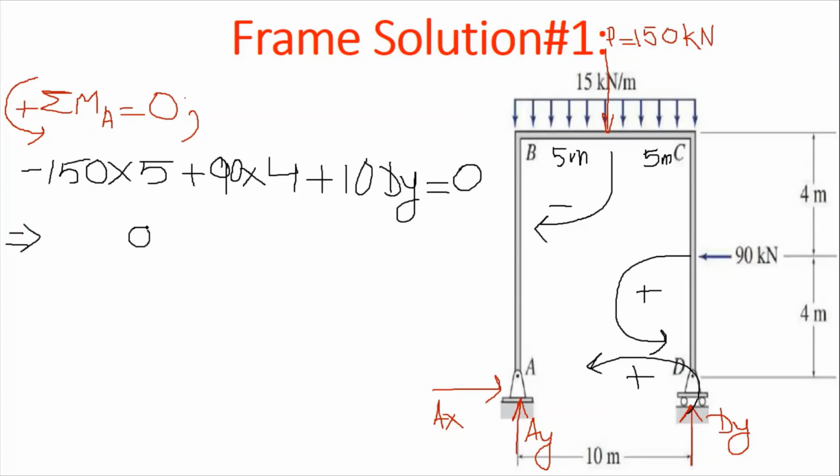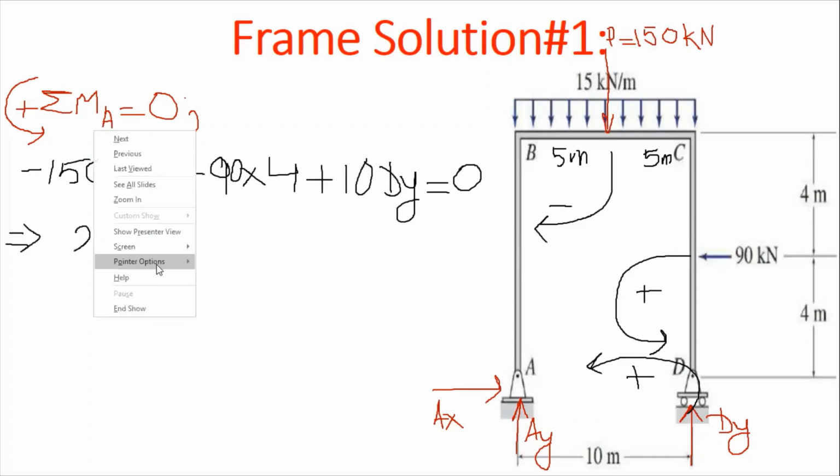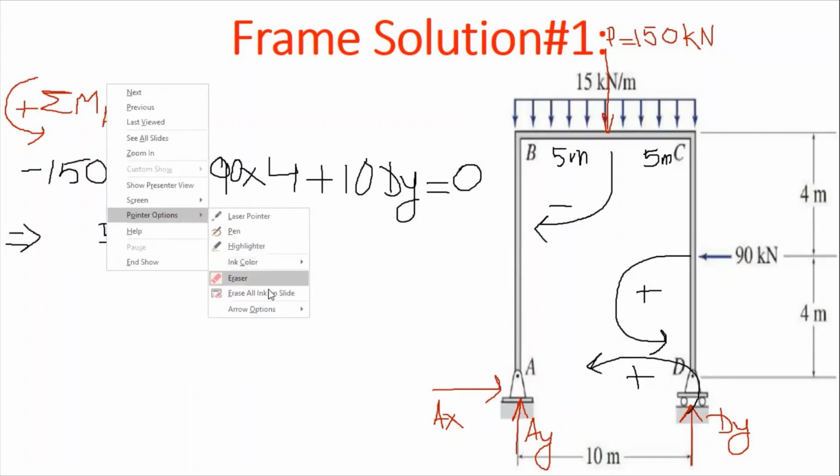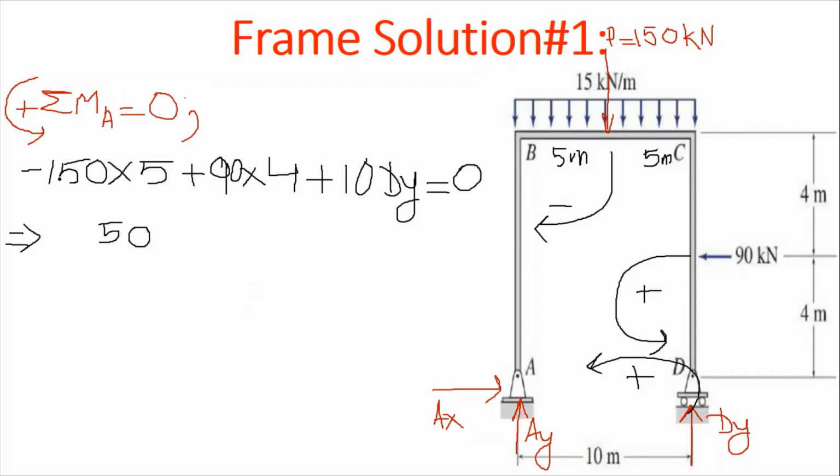5 zeros are 0, 5 fives are 25, 5 ones are 5, and this will become 750 minus. 4 zeros are 0, 4 nines are 36. We can check it with the calculator as well. Equals to, you can write it down, just 10 dy. We have to solve it.